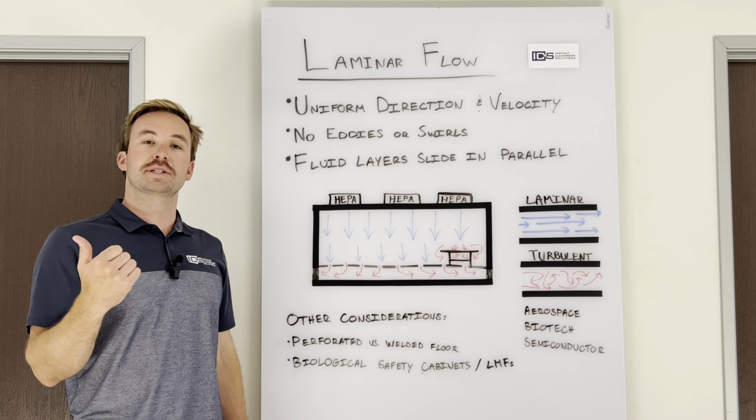So a couple of things to recap what we were talking about outside: laminar flow is uniform direction and velocity. No eddies or swirls. So this is an eddy. These are some swirls. This is all stuff that, if this air gets moved back up to workbench level, could bring contamination that's on the floor back into the clean room, to what you're working on at your workstation, and that's what you want to avoid. And so the fluid layers are sliding in parallel, as you can see, they're all falling.